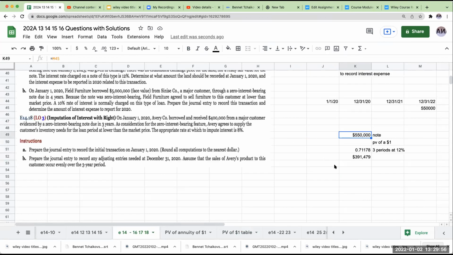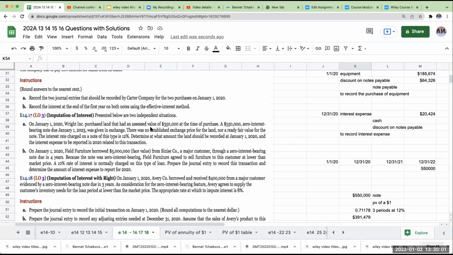Now, what is kind of bizarre is that it has an assessed value at the time of purchase, right? What is that, like the county assessor? If I recorded at 391,479, right? So we can't use the 550 note because that's not what it's worth. So if I record it at 391,479, am I overstating the value of the land because the assessed value is lower? So let's just pause real quick and see what their thoughts are.